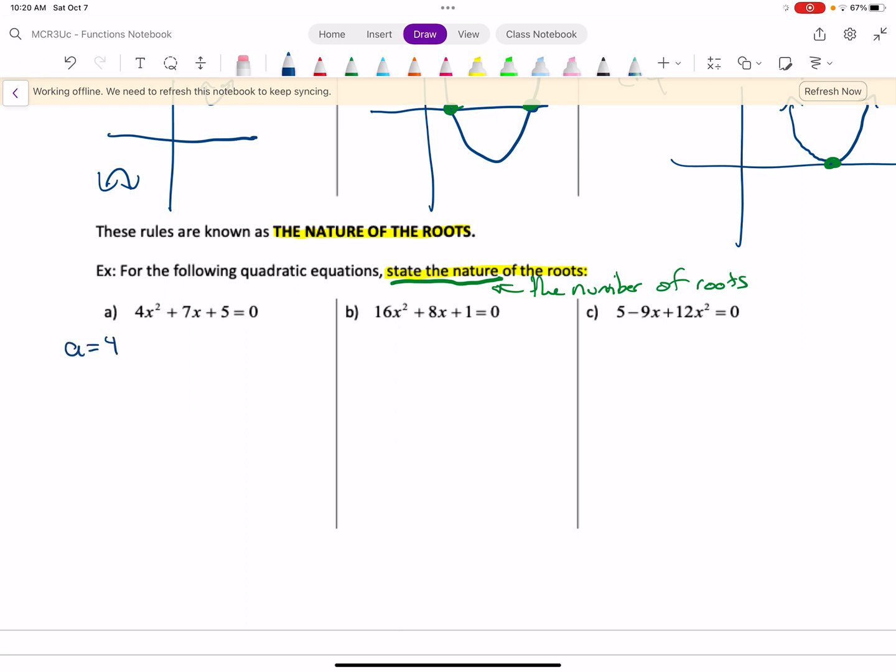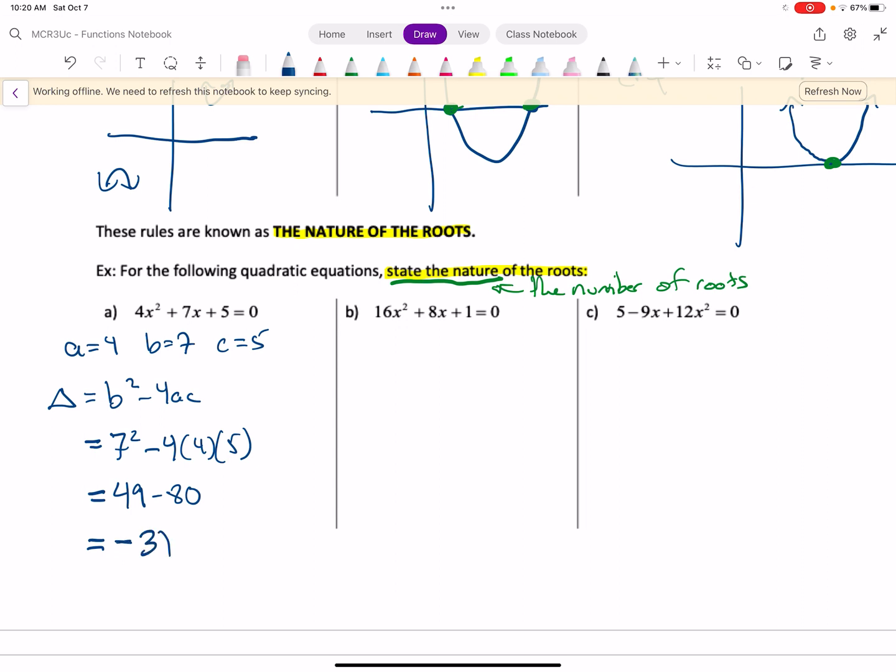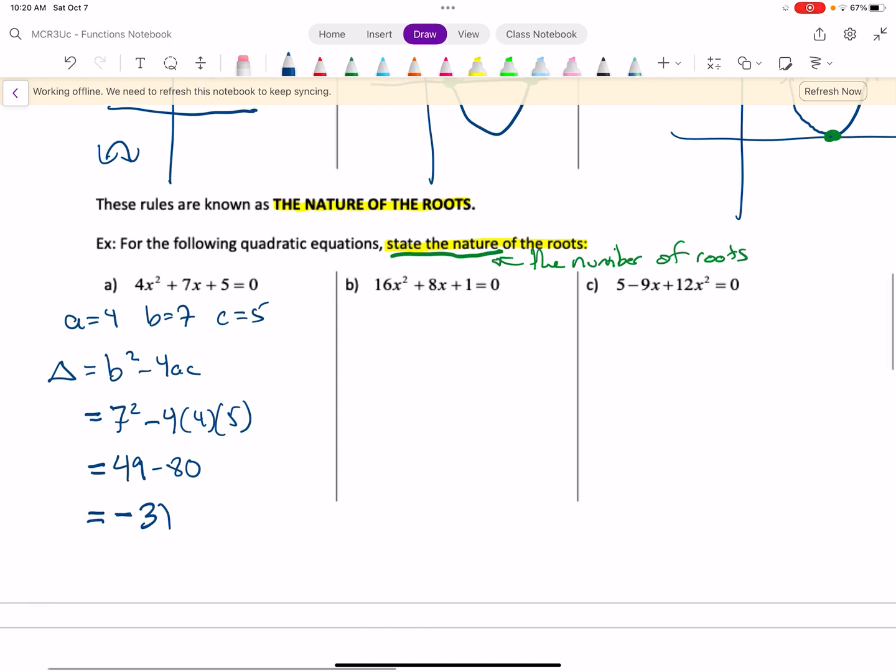But so in this one, I've got A is 4, B is 7, and C is 5. So I just take delta. So I'll say delta is equal to b squared minus 4ac. And I just plug things in. So I got 7 squared minus 4 times 4 times 5. And I see what happens. So in this one, I get 49 minus 80. And this works out, obviously it's going to be a negative number. I actually don't even care how big or small that negative number is. I just care that it is negative. So the actual answer isn't important as long as you get the sign right.